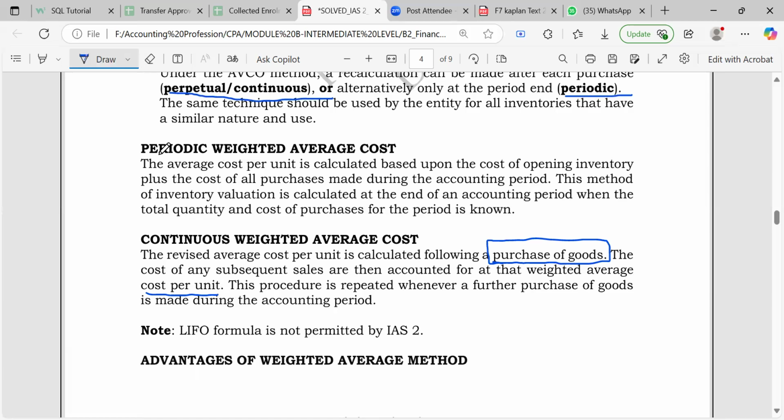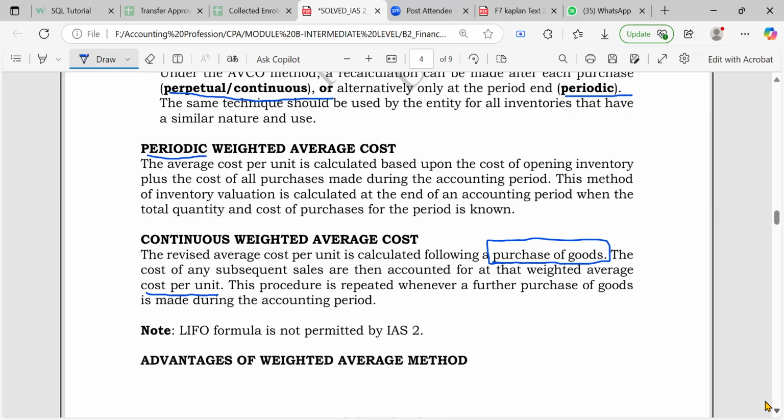But look at periodic average cost to see how easy it is. It just says the average cost is calculated based upon the cost of opening inventory plus the cost of all purchases made during the accounting period. This one would be simple. You wouldn't say that whenever a new inventory comes in, we recalculate. No, it's easy. Maybe you say, I'm going to do this after every 3 months. So you wait. Whatever comes, you get them, you get them, you get them. Then after 3 months, you do the calculation. So it will be easier.